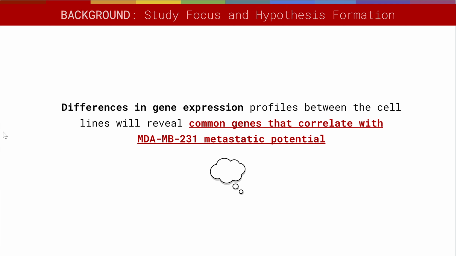The study hypothesis will be formulated as follows. We're trying to understand differences in gene expression profile between cell lines. And basically, can we find common genes that correlate with MDA-MB-231 metastatic potential, like basically its potential to spread.